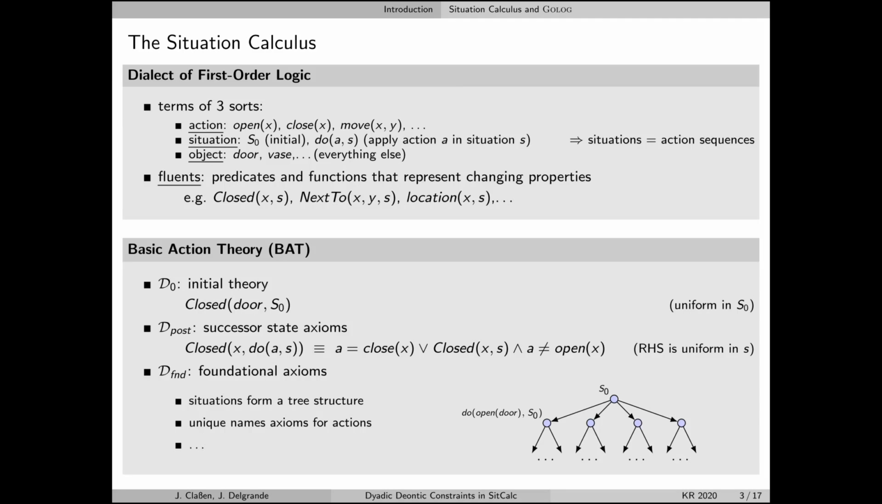First, we have an initial theory, which is a set of formulas uniform in S0, which means that S0 is the only situation term mentioned. Next, we use the successor state axioms for representing action effects, which relate the value of every fluent after the execution of an action to a formula talking about the predecessor situation. And here we ignore preconditions for the sake of simplicity. And finally, there's also a set of foundational axioms that make sure that situations form a tree structure, that actions have unique names, and so on.